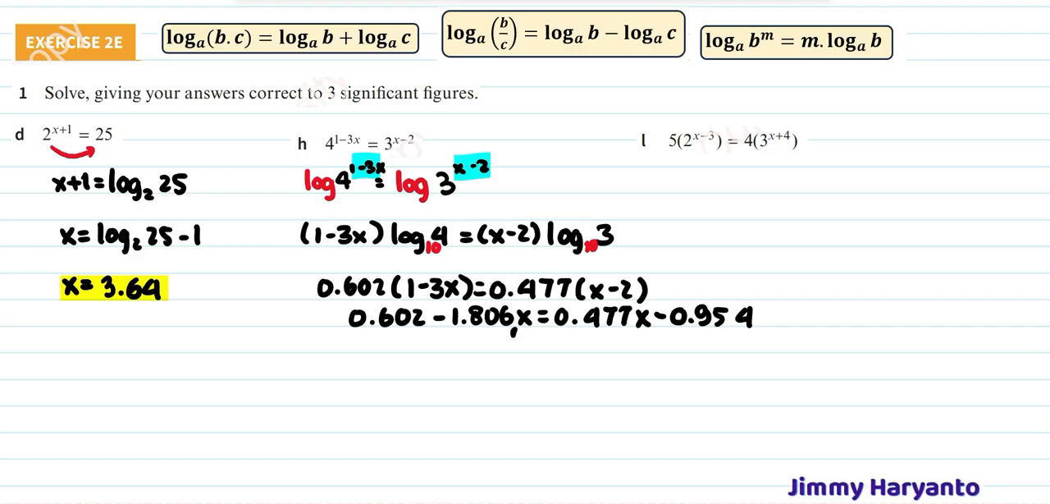Negative 1.806 minus 0.477 equals negative 2.283x, equals negative 0.954 minus 0.602, equals negative 1.556. So x equals, divide by negative 2.283, 0.682. So this is the final answer.